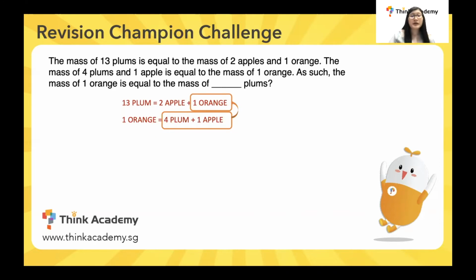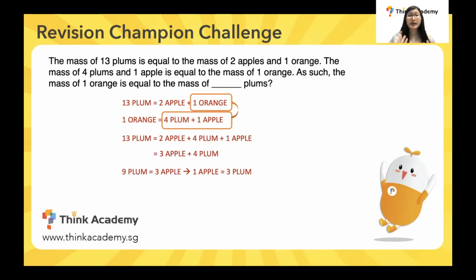From here, we get that 13 plums is equal to 2 apples plus 4 plums plus 1 more apple, or 3 apples and 4 plums. Then we rearrange this equation a little bit to get 9 plums is equal to 3 apples, or 1 apple is equal to 3 plums.